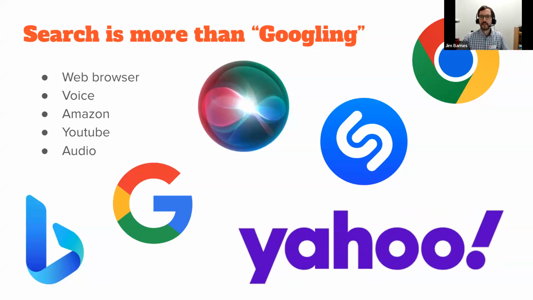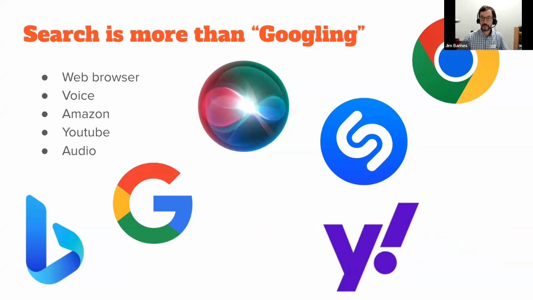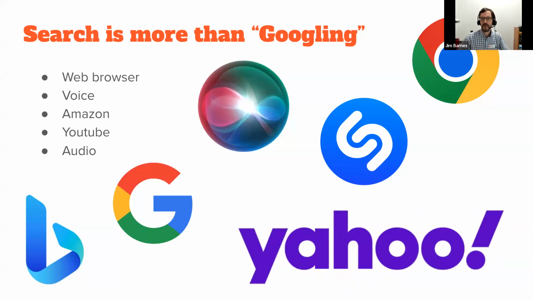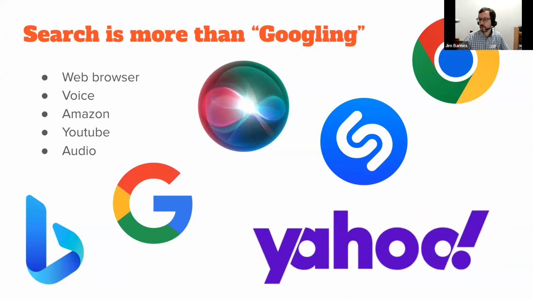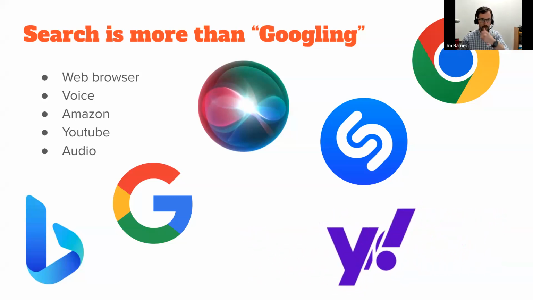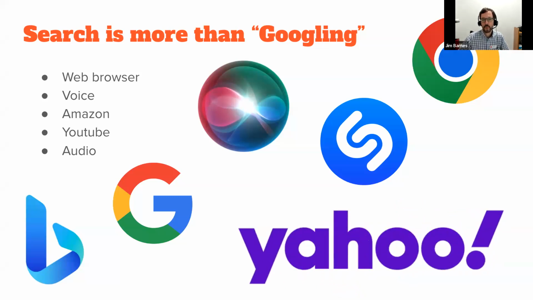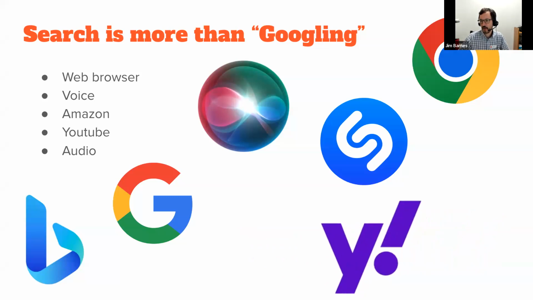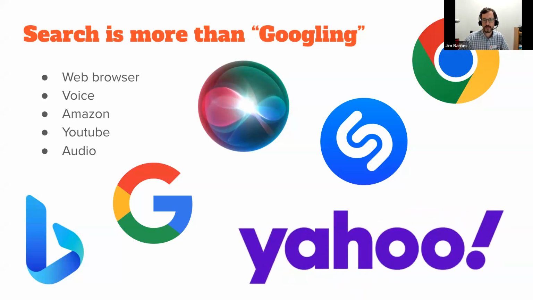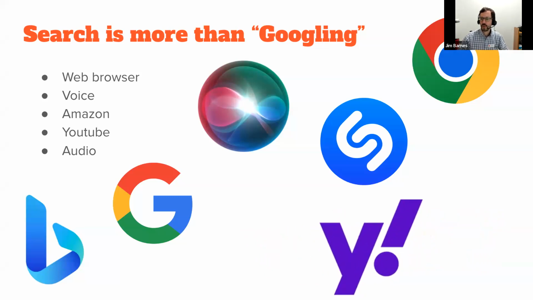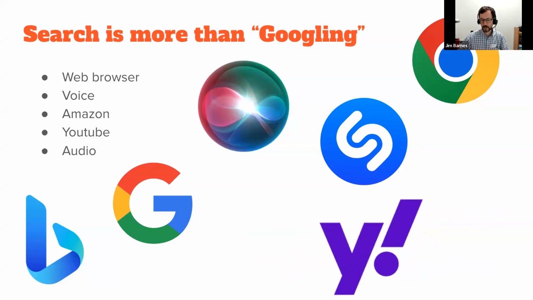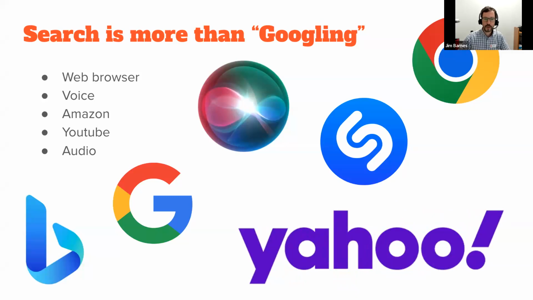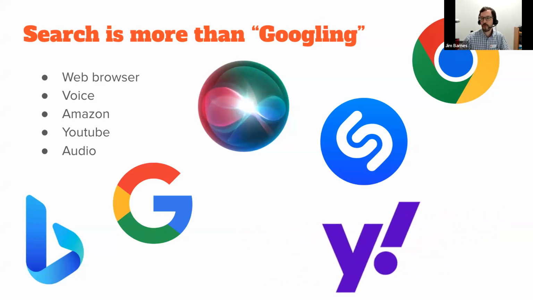So searching is more than Googling, although Googling is a big part of it. You can search in your web browser. You can search using a voice search, if you search with Amazon Alexa or something like that in your house, or with your phone's voice assistant. When you search on Amazon, you're actually using their own search engine that searches their site. If you search on YouTube, that's a Google search, but a different way, a really common way that people find information on how-to videos and things like that. Or you could do an audio search, like searching for what song you're listening to.